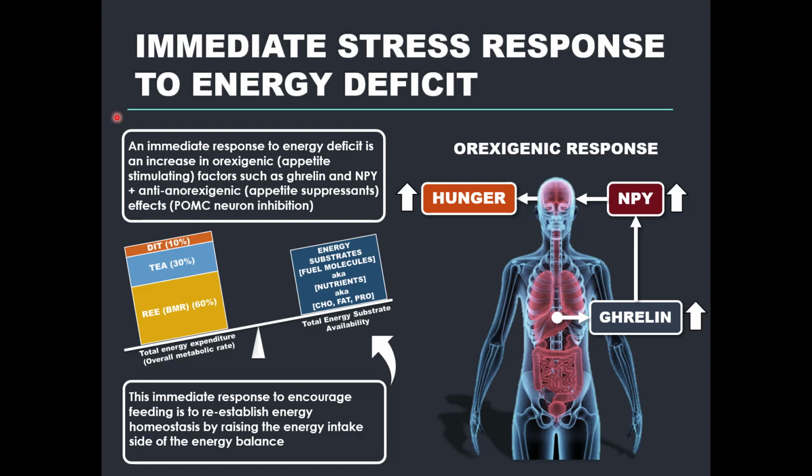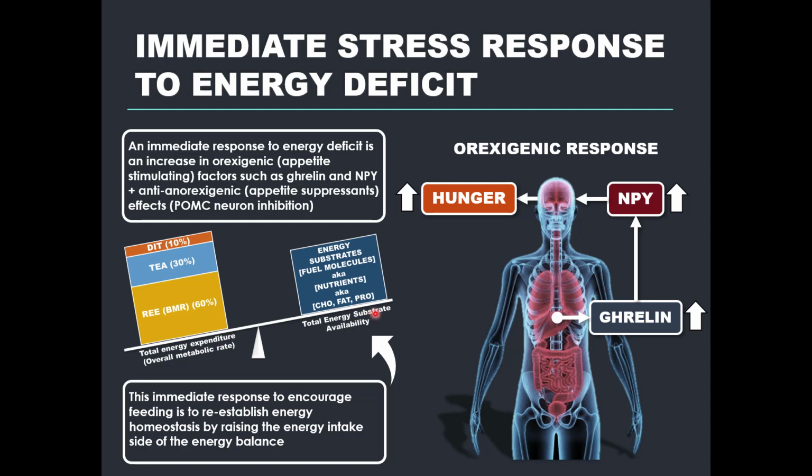So an orexigenic and anti-anorexigenic response together induces hunger and encourages you to eat so you can raise the right side of this balance by increasing energy intake. This, again, is an immediate acute response to the stress imposed by an energy deficit. So let's take a look at the orexigenic response.